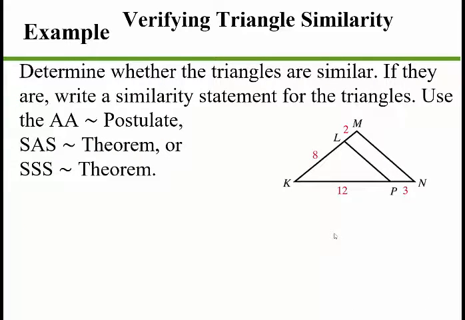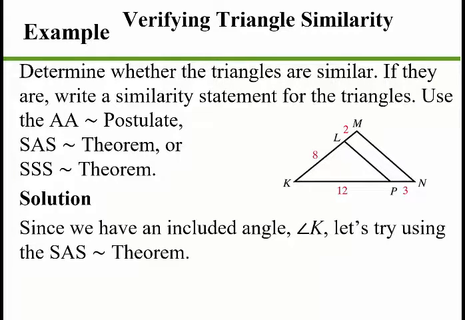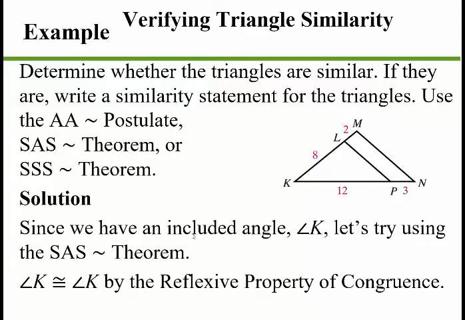All right, let's do another one here. Determine whether the triangles are similar. If they are, let's write the similarity statement and use any of the theorems that we have. Okay, so here what I want to look at is I have this triangle KMN, and then I have this inscribed triangle KLP. Since we have included an angle K here, let's try using that side-angle-side similarity theorem. So I want to show this side, this angle, and this side here.